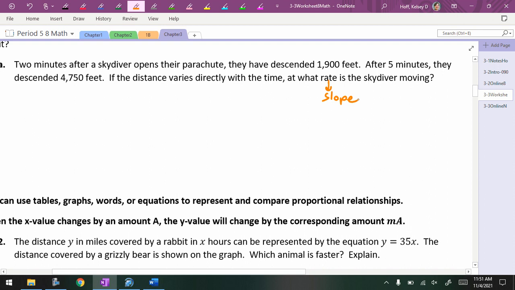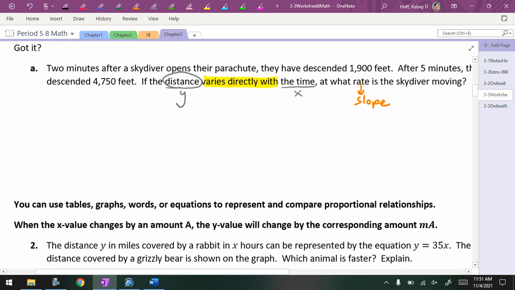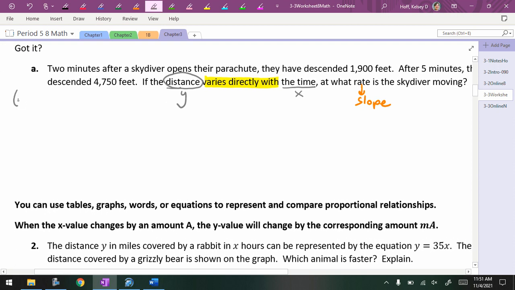The difficulty is this: you're like, which one's x? Which one's y? Right here, it says varies directly with. Whatever is in front of that phrase, in this case distance, is your y. Whatever is after the phrase is x, or in other words, time. So if I want to make an x comma y point, I need to find a time and a distance that go together.